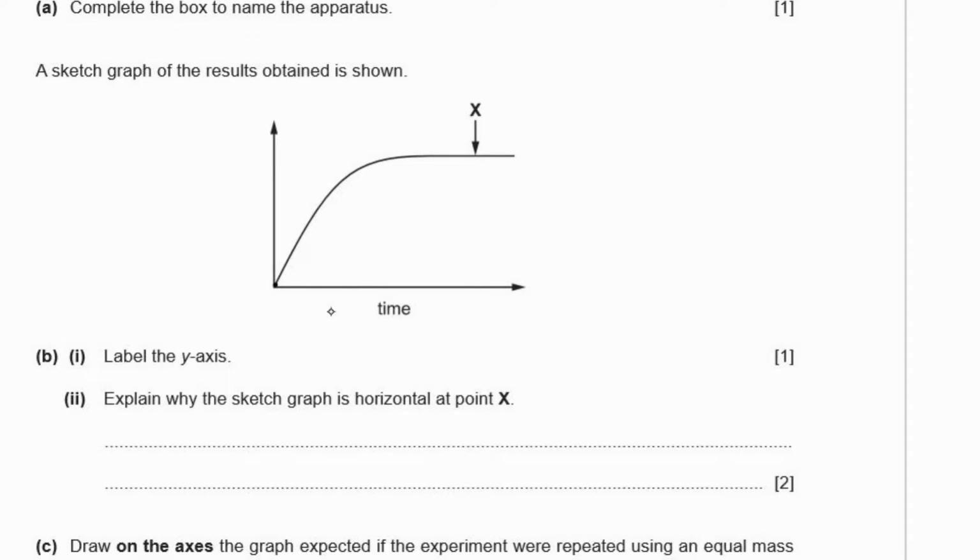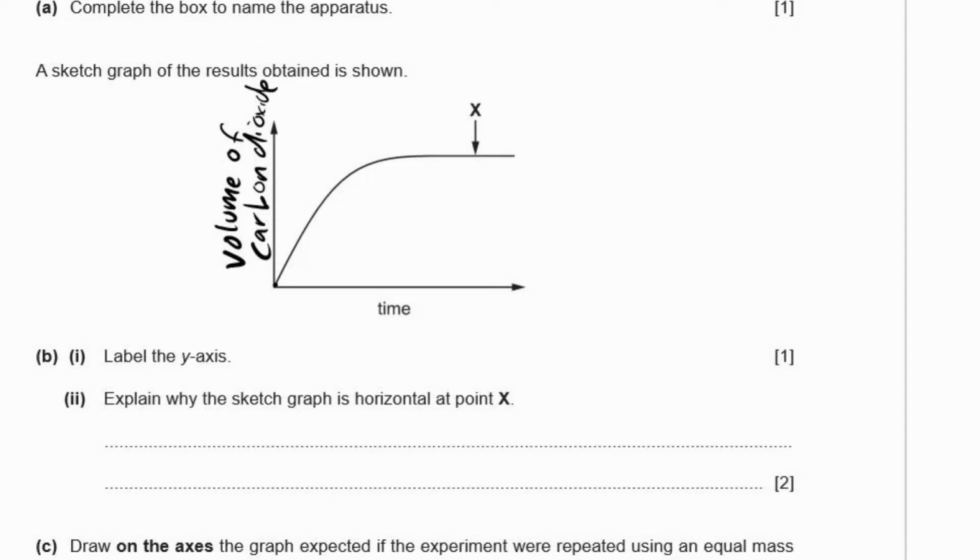So label the y-axis. The x-axis is time. What's being measured is the volume of carbon dioxide. So it's the volume of carbon dioxide. You're not given any units. You're not just supposed to guess. There's no units per time either, so there's no units to put in. It's just volume of carbon dioxide.